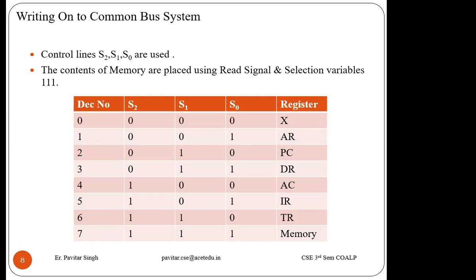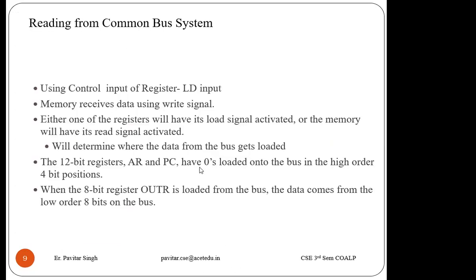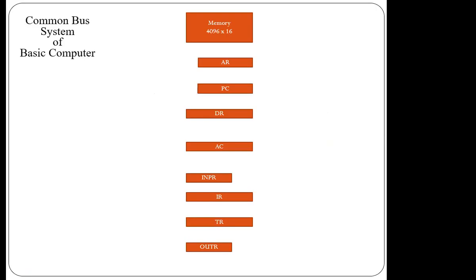Number 1 is how writing onto the common bus system is achieved. Number 2, how reading from the bus is achieved. Number 3, whenever memory reads something or memory writes something, how can it be achieved, right? So let me show you the diagram first. We have 2 diagrams for the same concept.